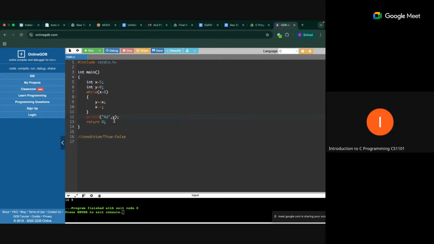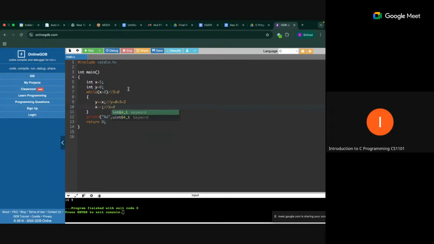So what will happen in this case, people? So first, what is the x value? Sorry, 5. Is 5 greater than 0? Yes. So what is the initial y value, people? The initial y value is 0. 0 plus 5 is 5. Then x is decremented to 4.